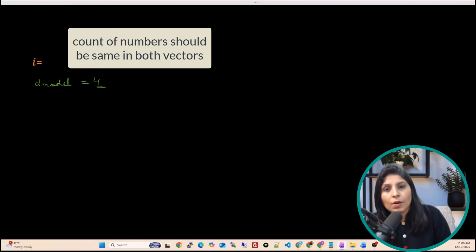We need the same number of values in the token embedding vector and in the positional encoding vector. Why? That purpose I will tell you in some time. For now, just assume that d_model is 4. That means we are going to have 4 values in each positional encoding vector.